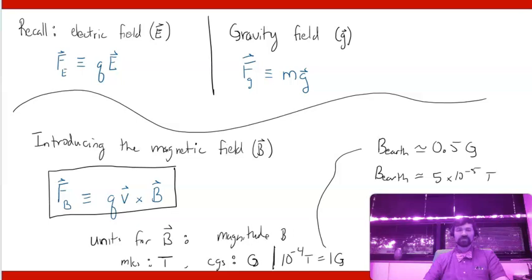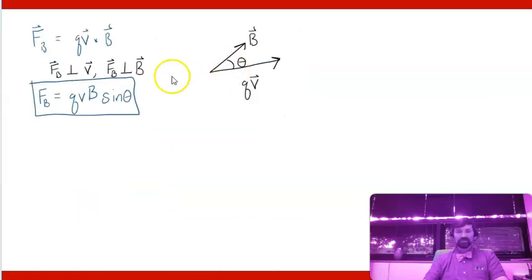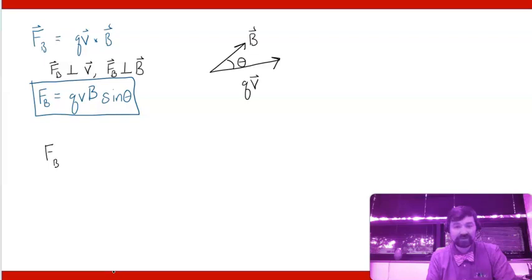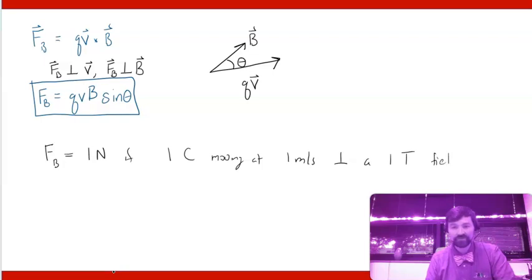So Gauss gives you a good estimate in terms of things like the Earth's magnetic field. Tesla gives you the actual MKS unit. You use that if you want to find forces in newtons, in which case you also need to have charge in coulombs and speed in meters per second. In other words, we could say that the magnetic field force is 1 Newton if you have 1 Coulomb moving at 1 meter per second perpendicular to a 1 Tesla field. So in some sense, that's also your first example.